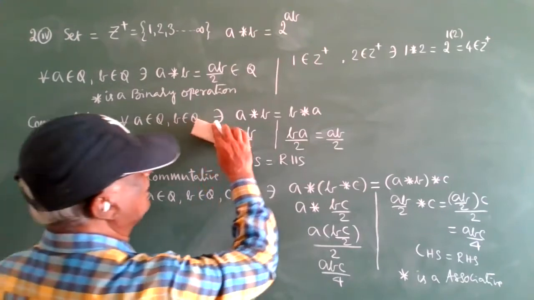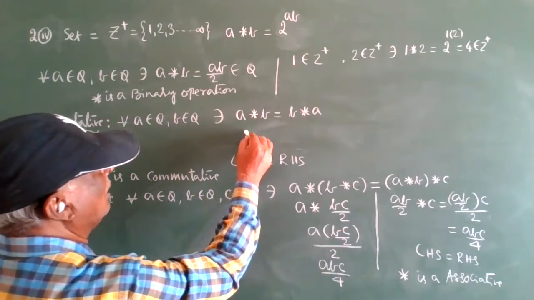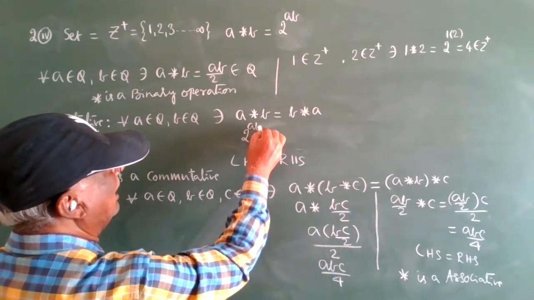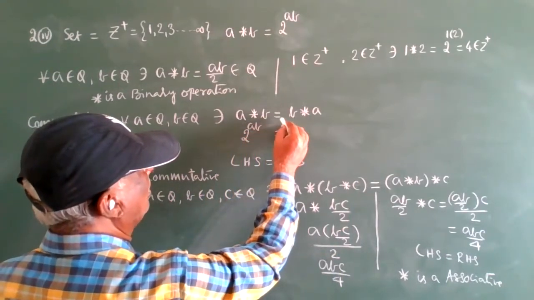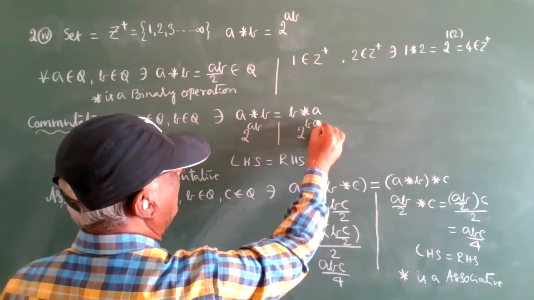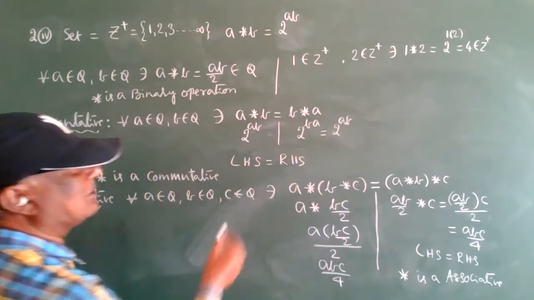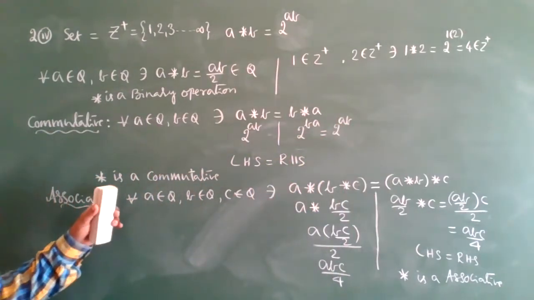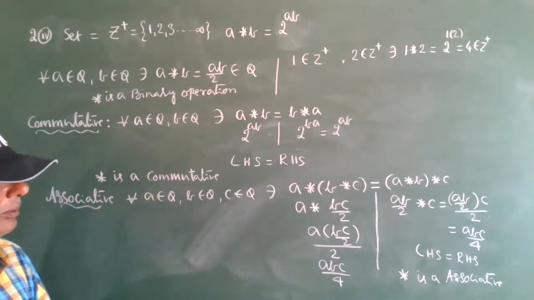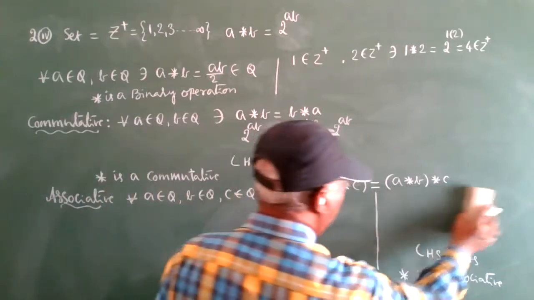Everyone check the commutative. A star B is equal to 2 power of AB, which is equal to 2 power of BA, and this can be written as 2 power of AB. LHS is equal to RHS. Star is commutative.